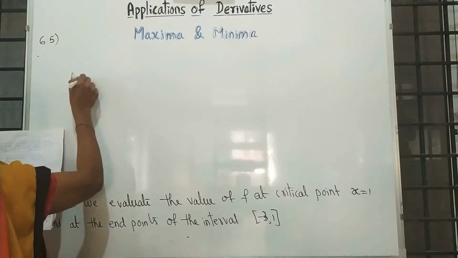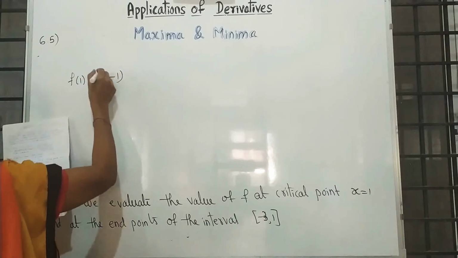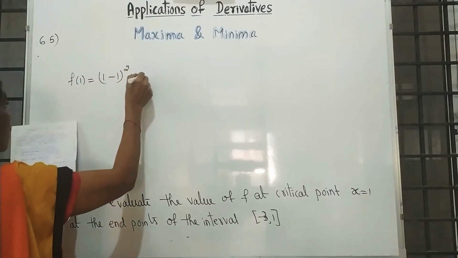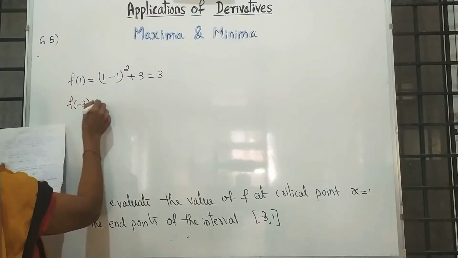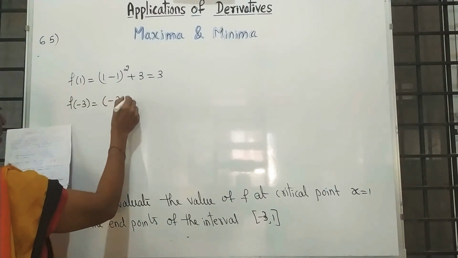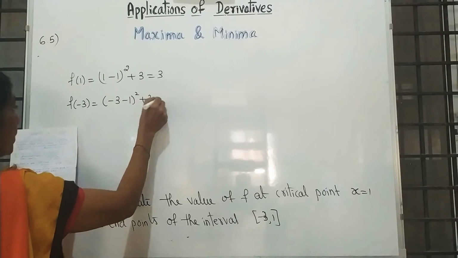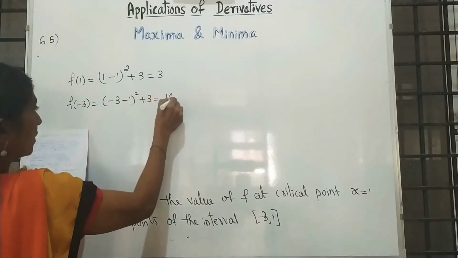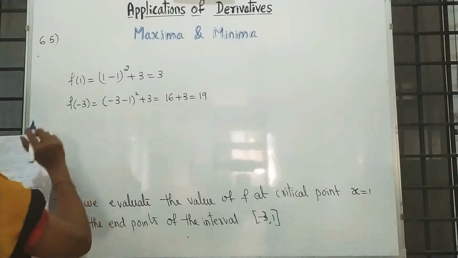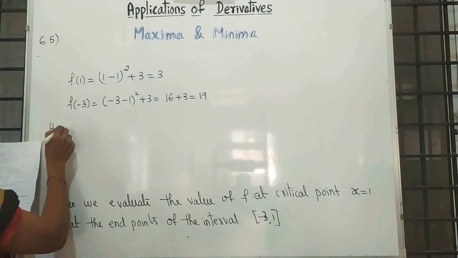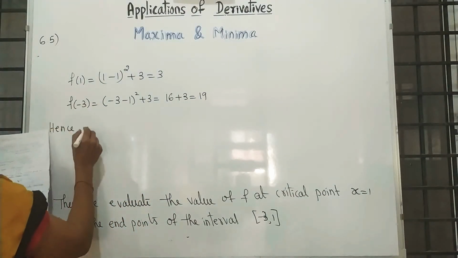f of 1 is equal to (1 minus 1) whole square plus 3. That is 3 and f of minus 3 is equal to (minus 3 minus 1) whole square plus 3. Minus 4 square is 16, 16 plus 3 is 19. So we have two values. Out of two, one is bigger and one is smaller.